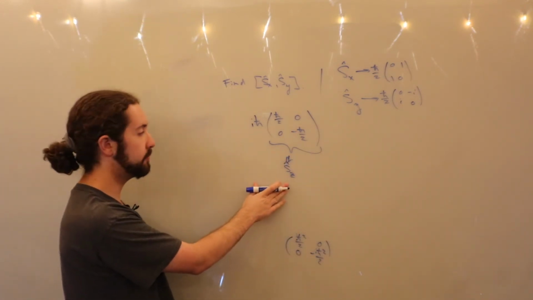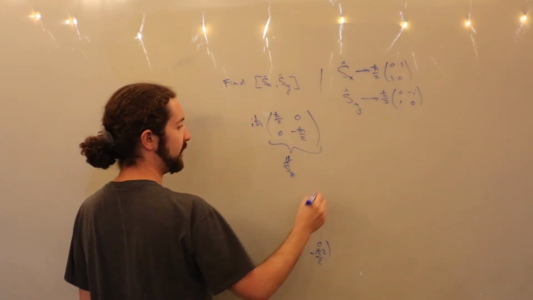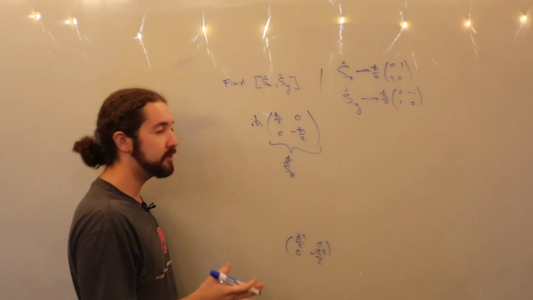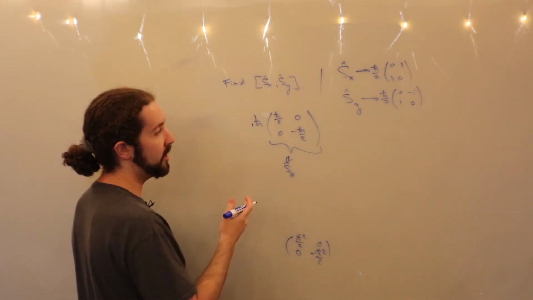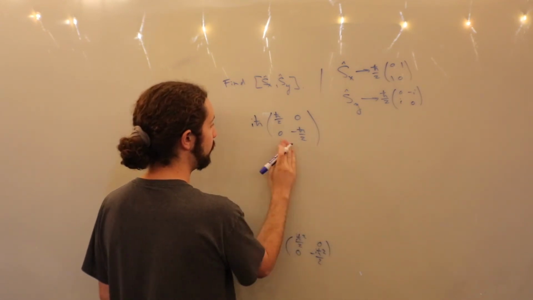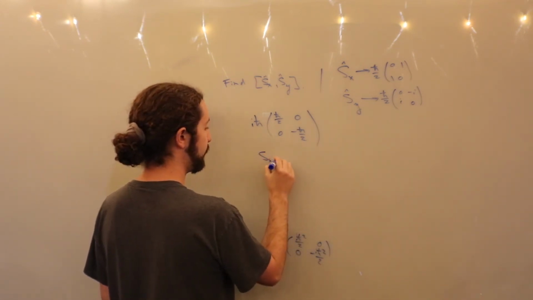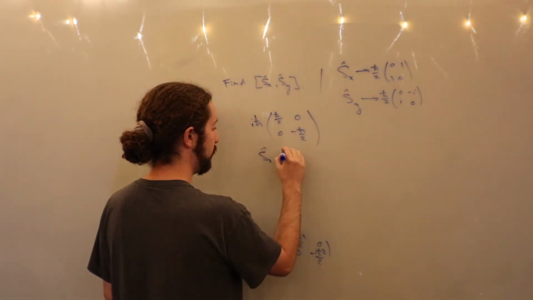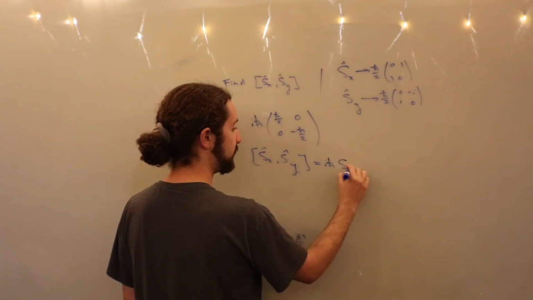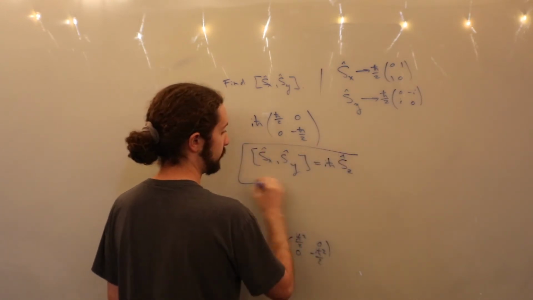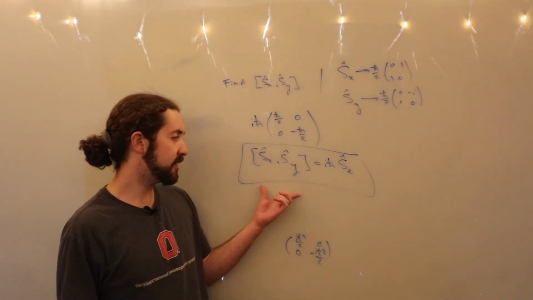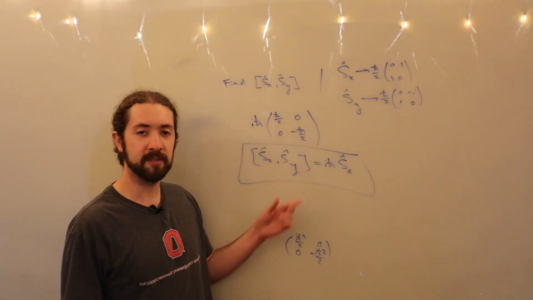S sub z. So we find that the commutator of these is not 0, which means they do not commute. Multiplying them either way, it makes a difference. You want to be careful about what order you multiply them in. And in particular, the commutator of Sx and Sy is iħ times S sub z. We'll come back to this statement in a bit, but this is actually a very important and profound statement.